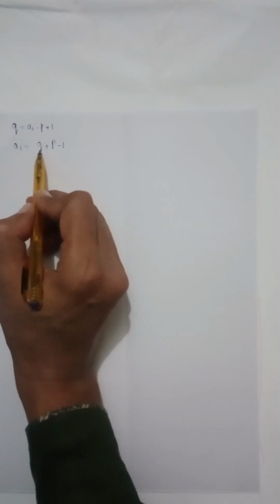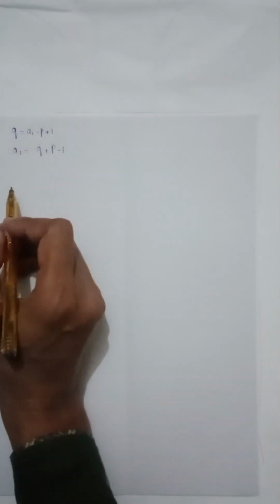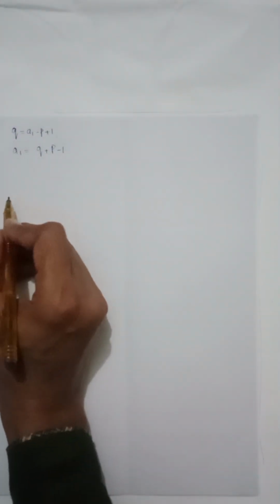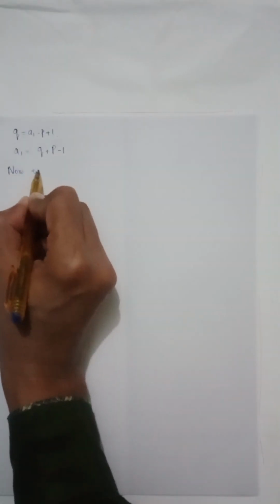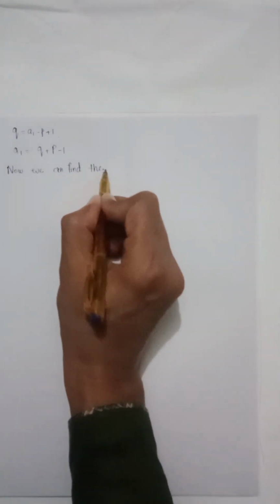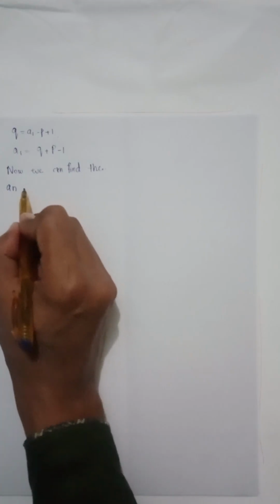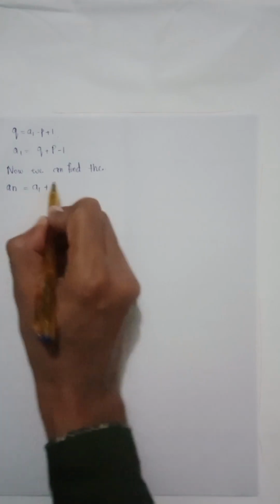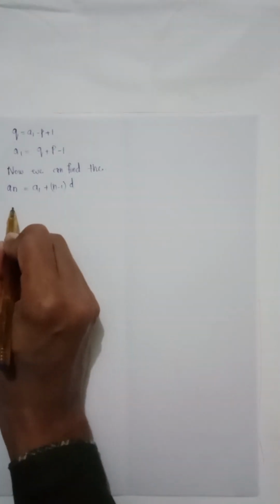This will become q plus p minus 1. This is our a1. Now we can find the an equals a1 plus (n minus 1) into d.